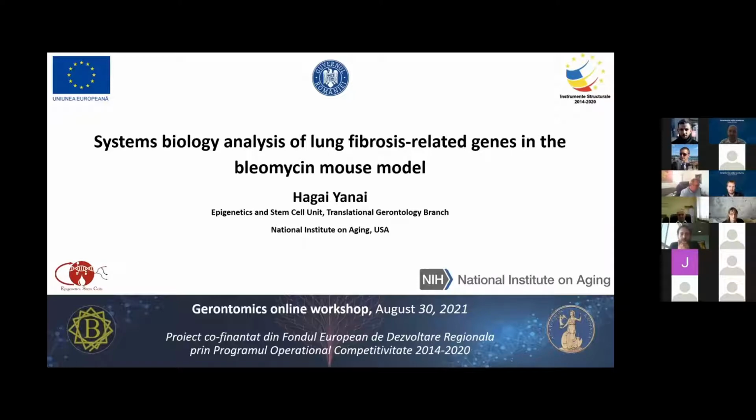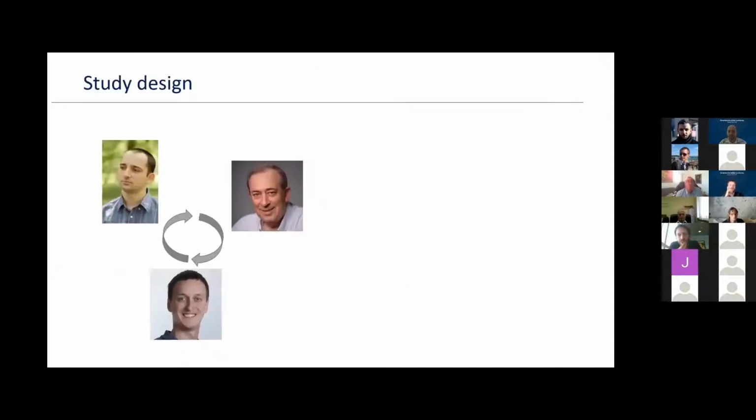So this project, the systems biology analysis of lung fibrosis-related genes in the bleomycin mouse model is a mouthful, but I'll explain it a bit. This is a collaboration between Vadim's group and Robbie's group, and this project is spearheaded by Mitya, and I was fortunate enough to be allowed to collaborate.